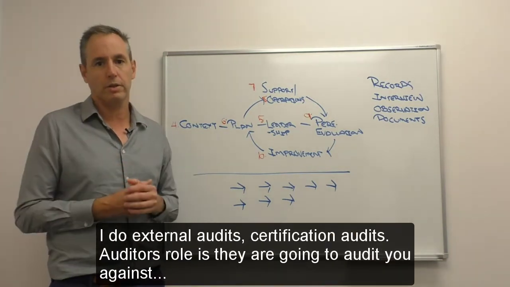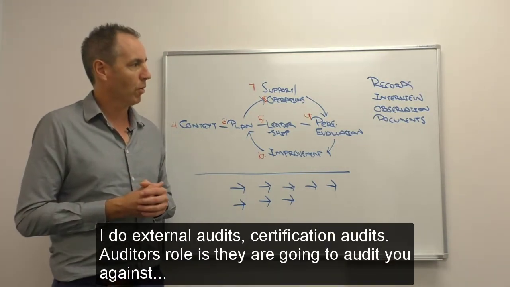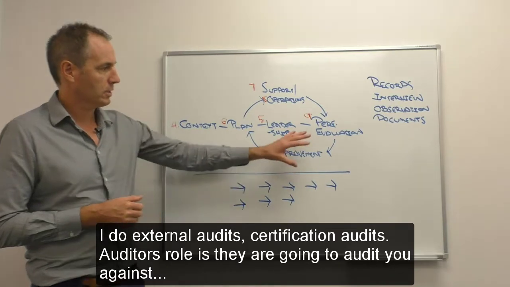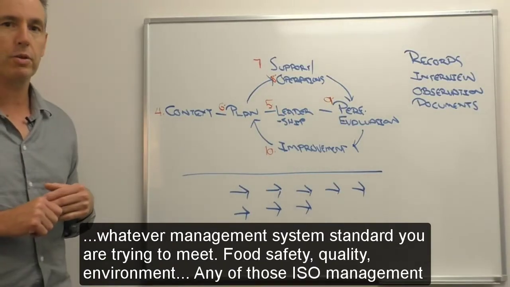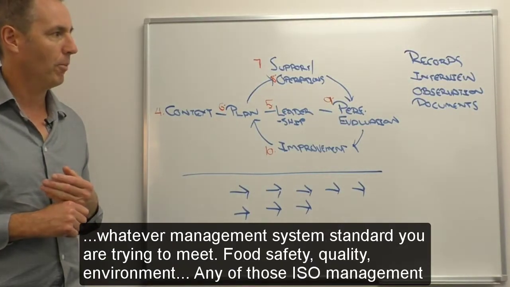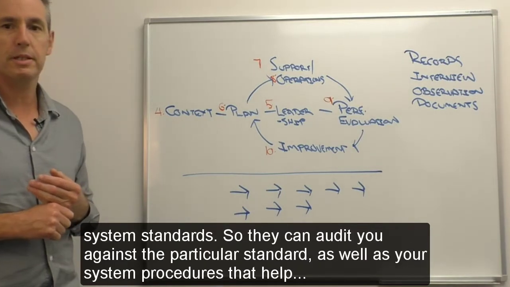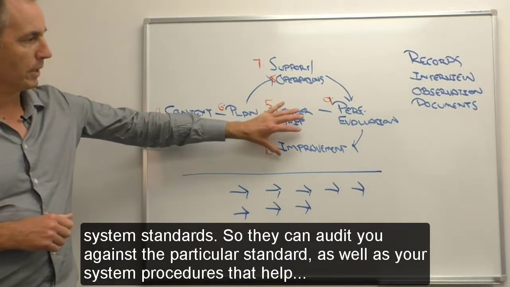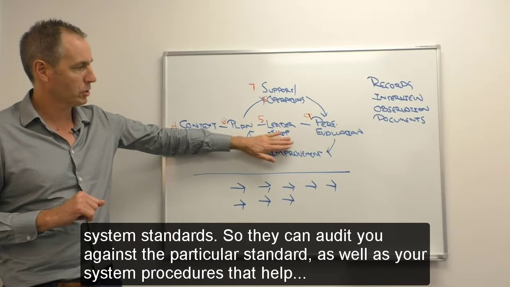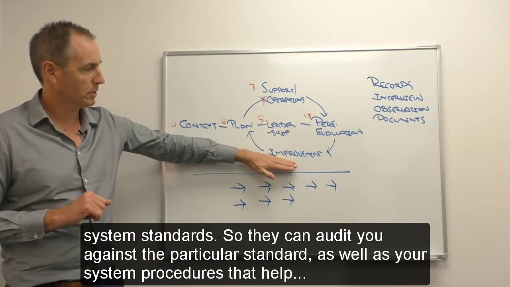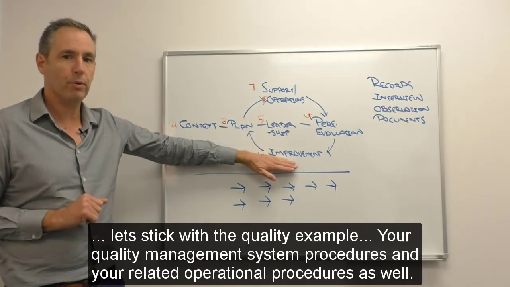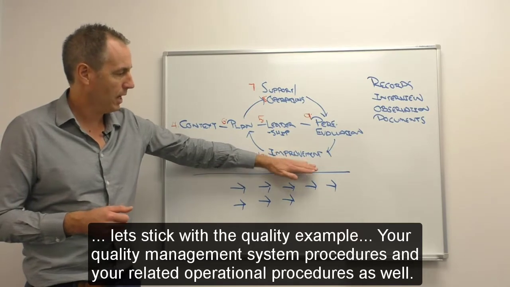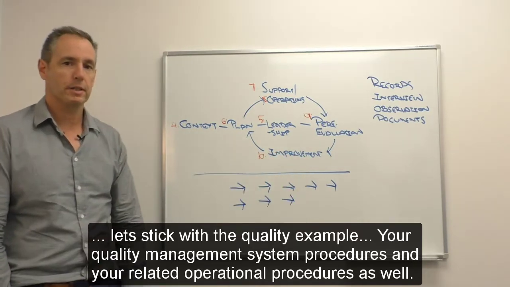I do external certification audits. The auditor's role is they are going to audit you against whatever management system standard you're trying to meet: food safety, quality, environment, any of those ISO management system standards. So they can audit you against the particular standard, as well as your system procedures. Let's stick with the quality example: your quality management system procedures and your related operational procedures as well.